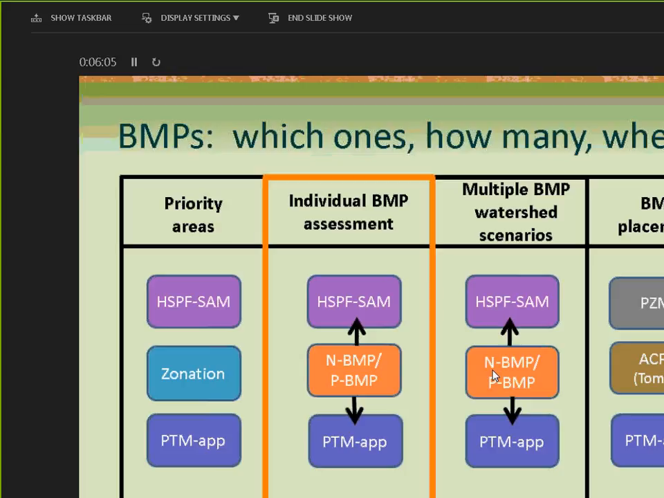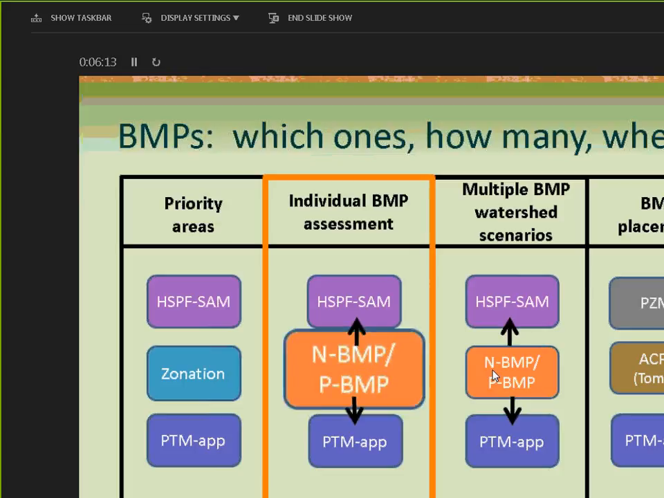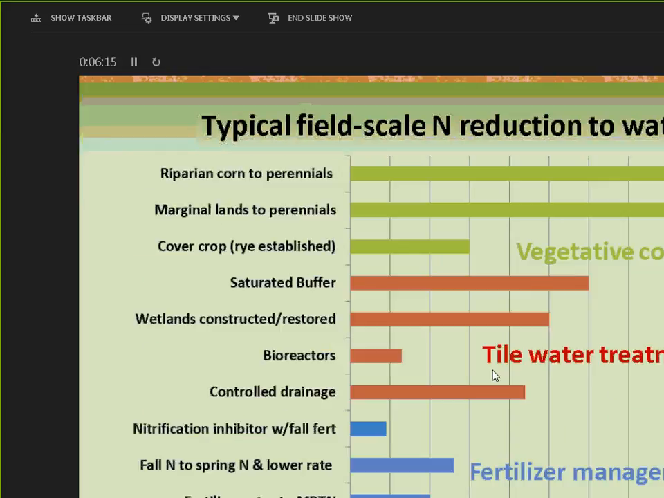It's more comparing best management practices and looking at scenarios of BMP adoption. So what I'm going to first talk about is, as we look at individual BMPs, how the N-BMP tool can help us with that. Here are a number of best management practices for nitrogen reduction, which tend to fall into three areas: vegetative cover, tile water treatment, and fertilizer management.